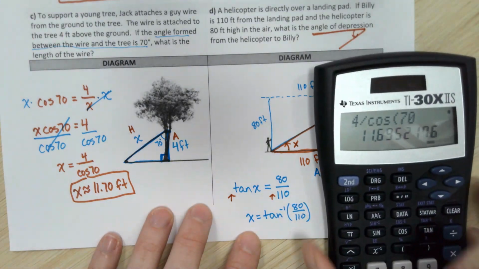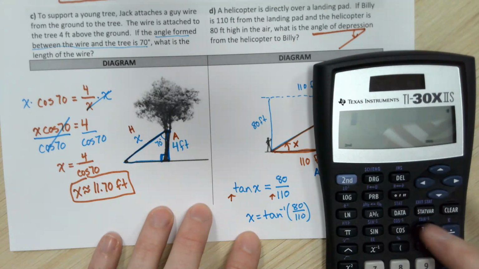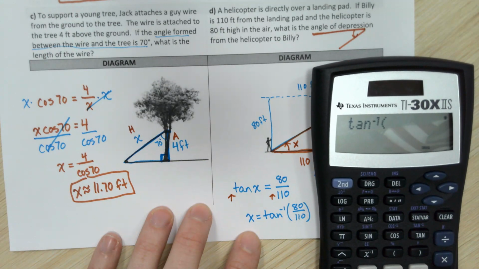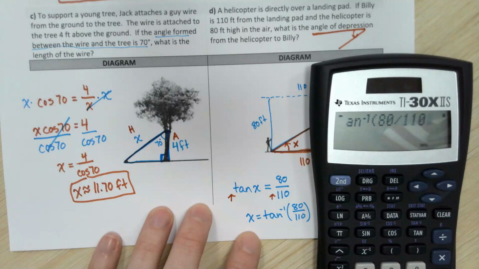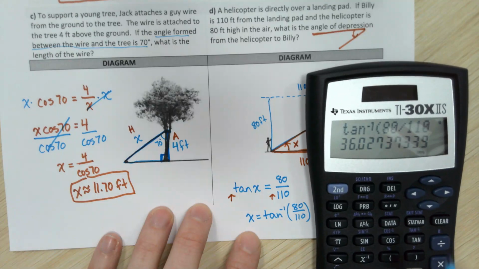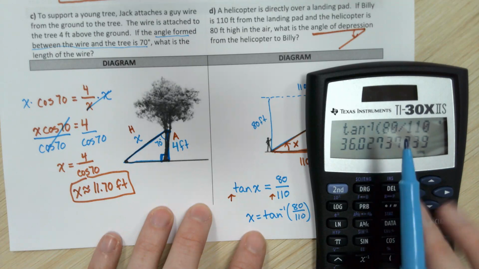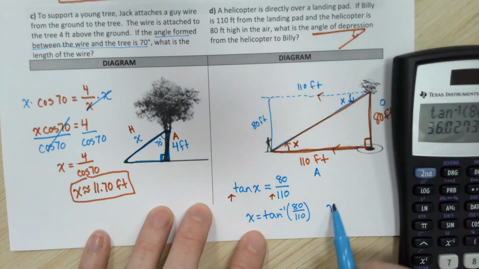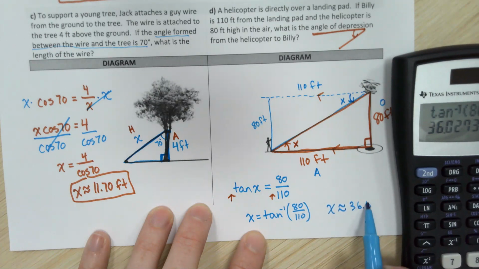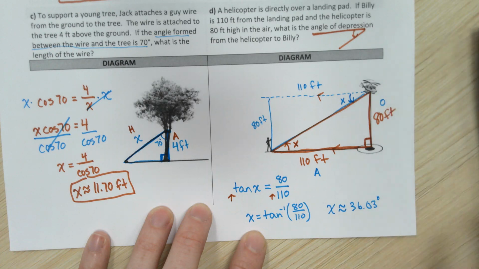We head to the calculator. Second tangent pulls up that inverse tangent, and 80 over 110 is our ratio. So we've got 36.027. That 7 rounds up that 2. So our angle, x or theta, is approximately 36.03 degrees.